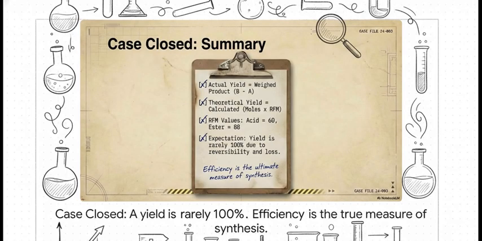And with that, this case is closed. Let's just review the findings. We confirmed how to calculate actual and theoretical yields. We pinned down the key RFM values. But I think, most importantly, we've accepted that 100% yield is pretty much a fantasy. The real goal, the true measure of success in synthesis, is efficiency.